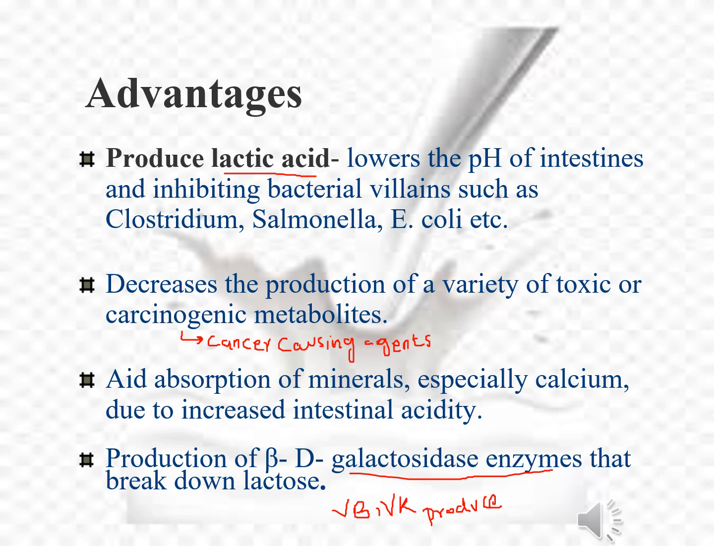Some advantages of probiotics. They produce lactic acid, lowering the pH of the intestine and inhibiting bacterial virulence, such as Salmonella and E. coli. They decrease the production of a variety of toxic or carcinogenic metabolites. They aid absorption of minerals, especially calcium, due to increased intestinal acidity.